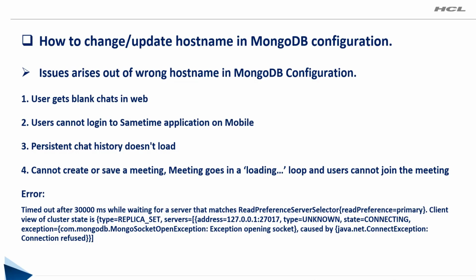There is a single solution for about all these issues, that is updating the correct hostname in the MongoDB configuration, and having all these respective hostnames updated in the DNS server or the host files of the components. So let us see a practical demonstration on how to change or update the hostname in the MongoDB configuration.